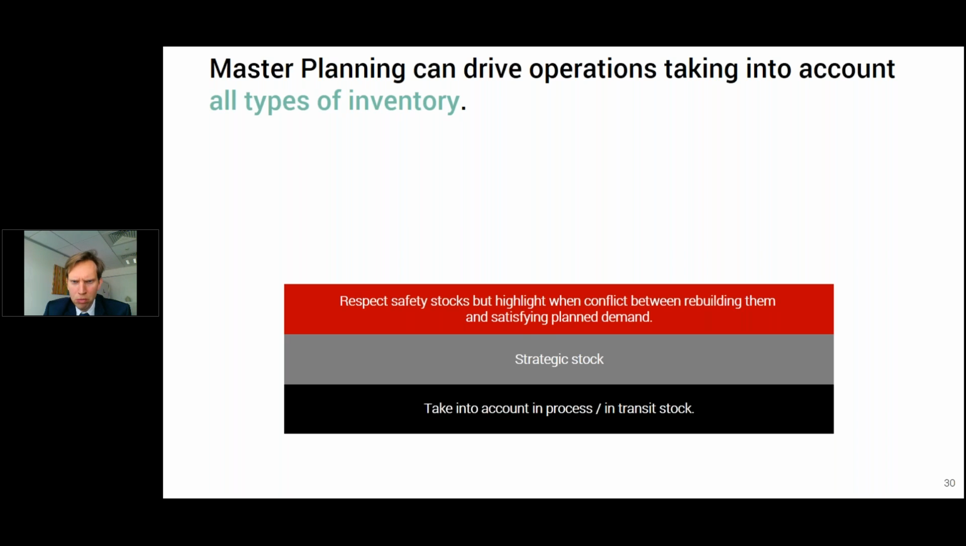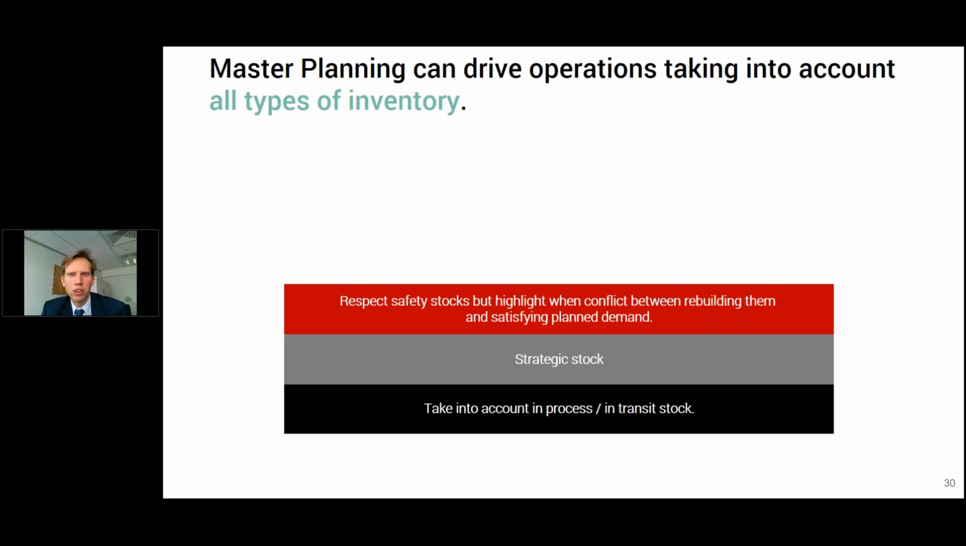The first thing that good master planning can do, and that no other planning process can do seriously, is respect safety stocks the way MRP could do. But master planning gives a planner the possibility, because of the overall view that he or she would have, to decide what is the right moment to rebuild the safety stock. So at some point, a planner could decide that because of capacity constraints or because of priorities, it's okay to stay for a couple of weeks in the red zone and then build it up again, right?